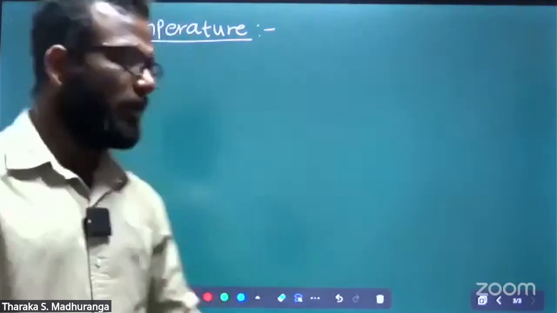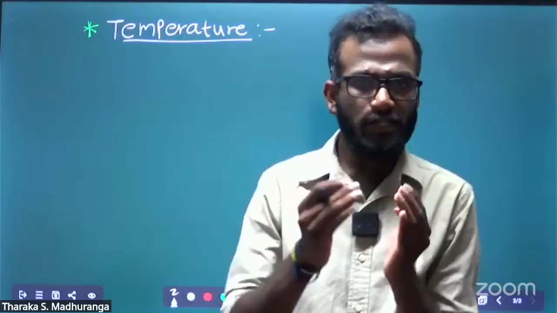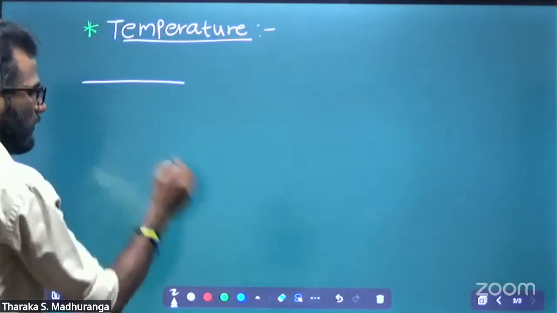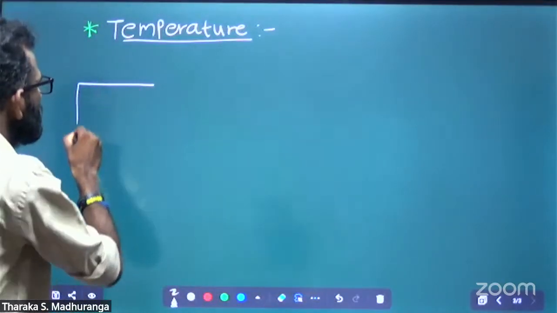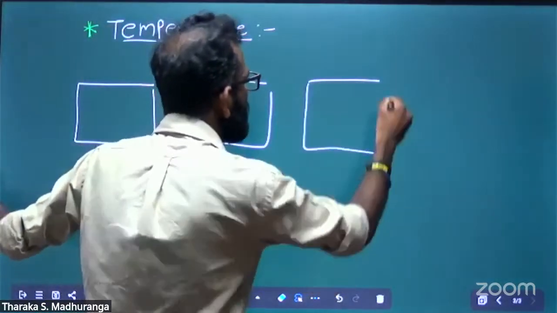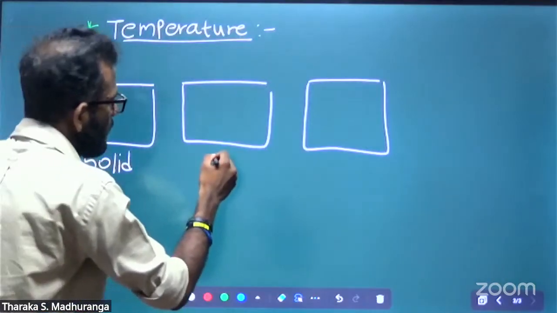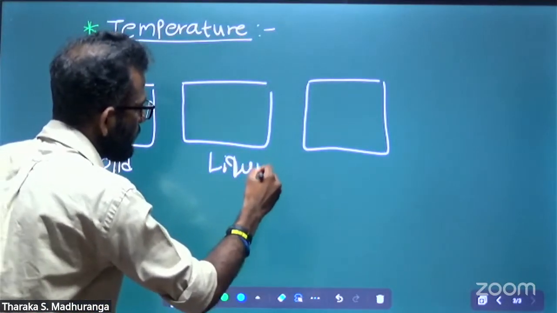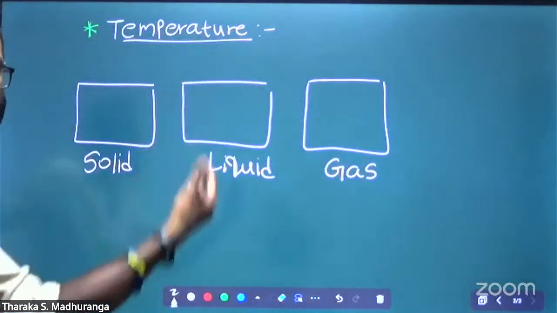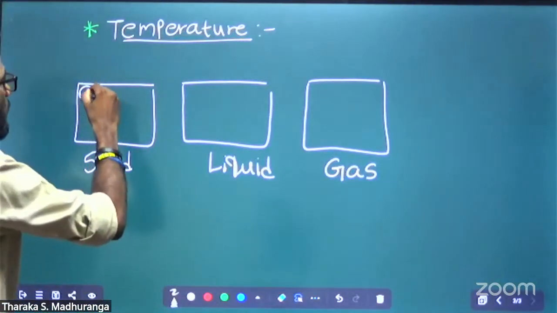Remember, understand this one. There are three main physical states of matter. Every matter on earth is solid, liquid or gas. Every matter is made of molecules. The main building blocks are molecules.